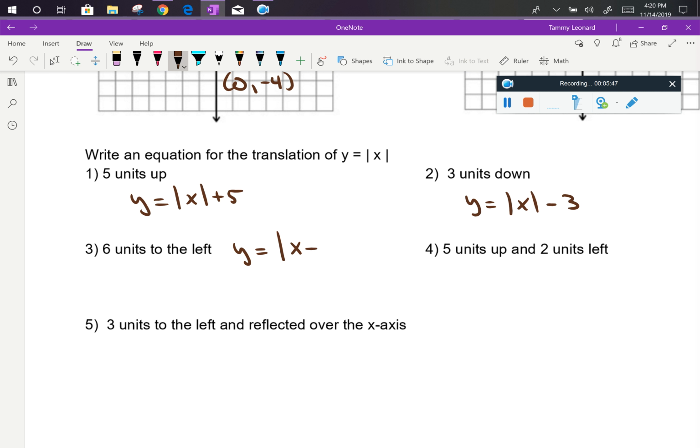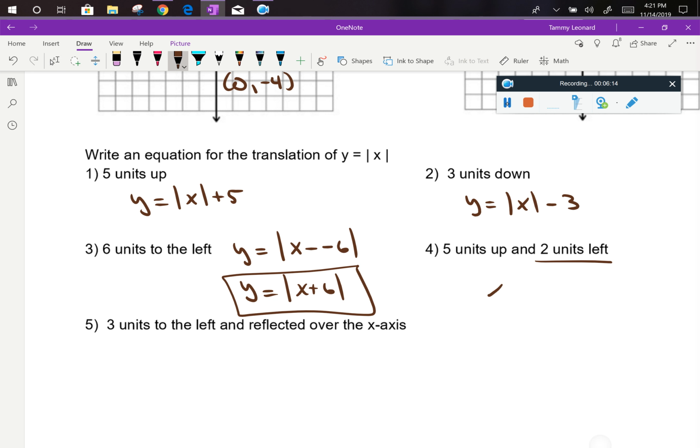So if I'm going to the left, that's like x minus negative 6, which is going to look like y equals the absolute value of x plus 6. If you don't want to start with the negative in there, just always tell myself side to side is opposite. So left is going to be a positive. Right is going to be a negative. Now let's get a little complicated. 5 units up and 2 units to the left. Okay, 2 units to the left is inside. That's a lot like what we just did a minute ago. So I'm going to have an x plus 2 on the inside. But then 5 units up is on the outside. So we have y equals the absolute value of x plus 2, plus 5.